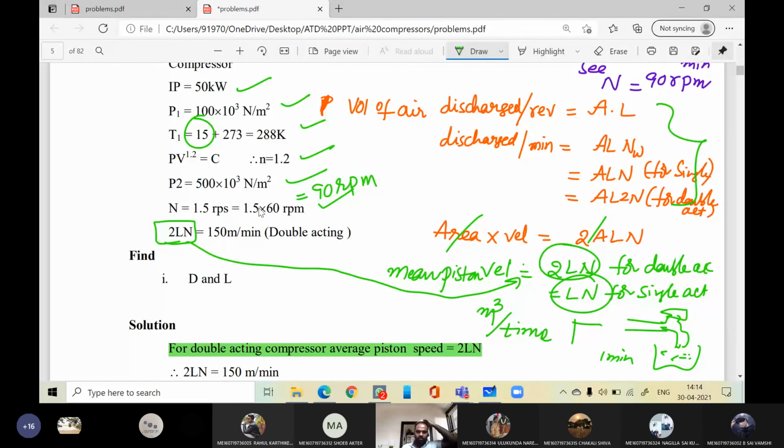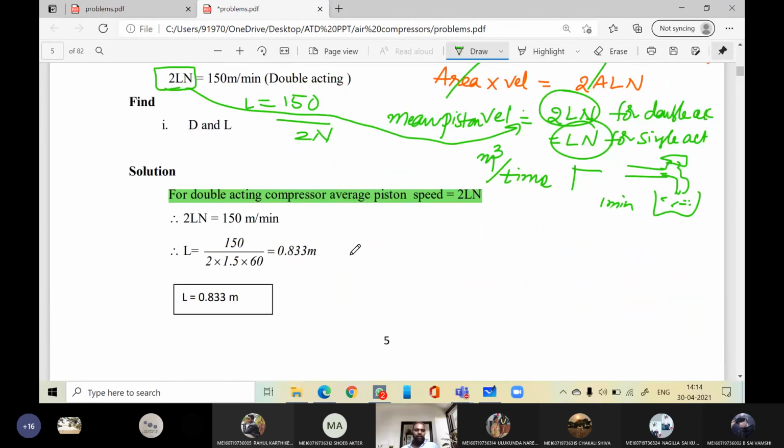Now directly you will get the L value. Because N is known to you, L is equal to 150 divided by 2N. Directly you will get the stroke length. So we get the L value equal to 0.8. That is the stroke length of the piston.